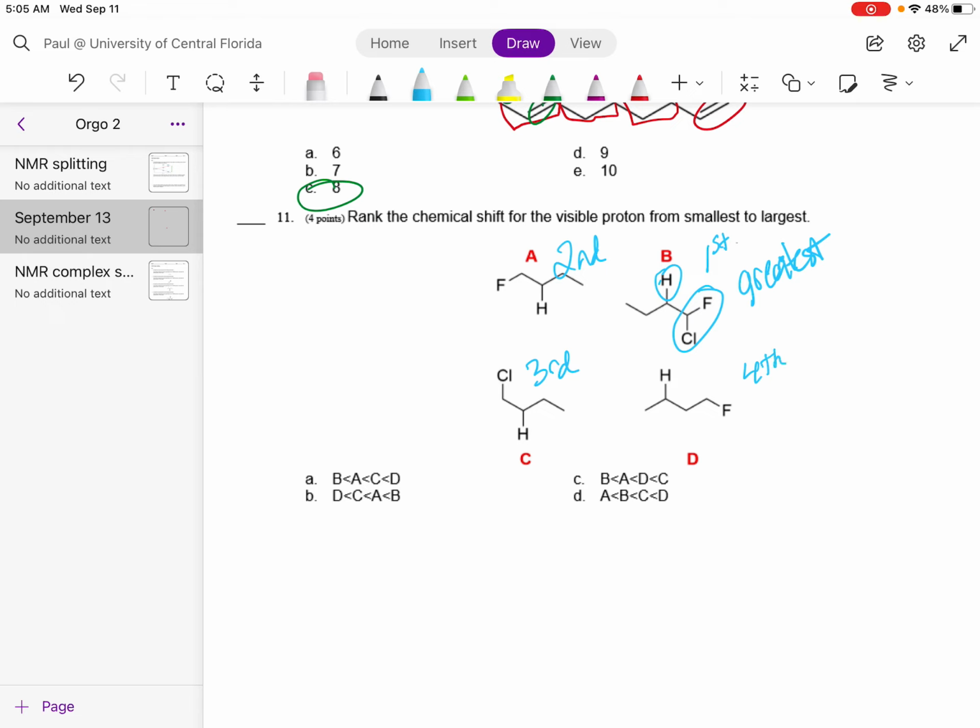So now we just have to think about that in reverse, right? So when we're looking at these inequalities here, what's the weakest or the smallest chemical shift? It would have to be D. D, C, A, B. So that would have to be that answer right there.